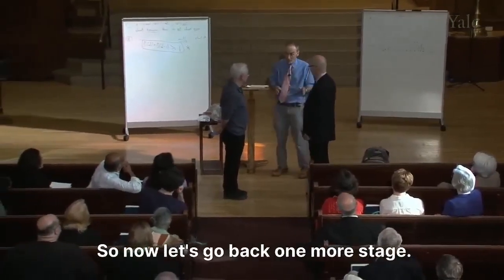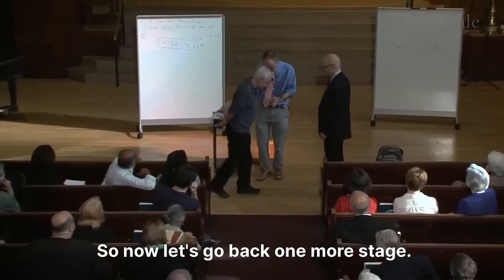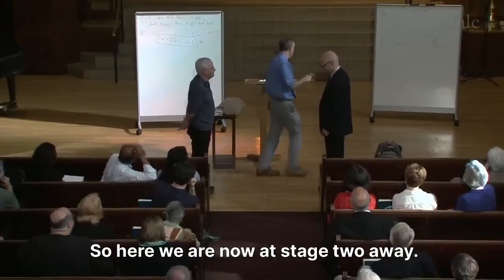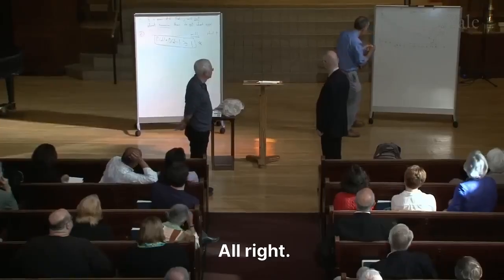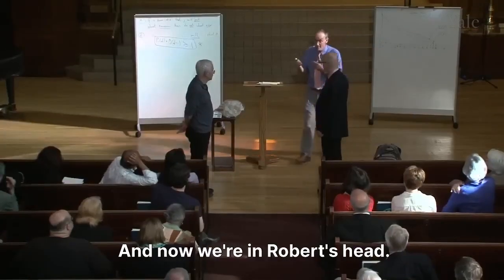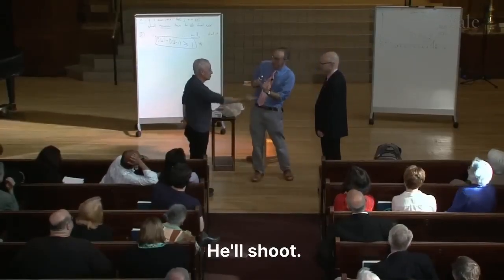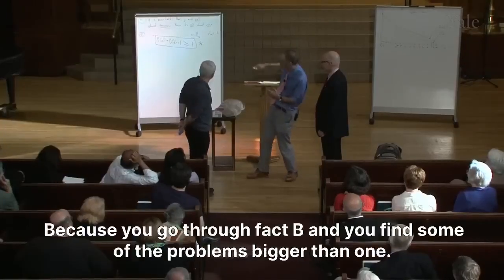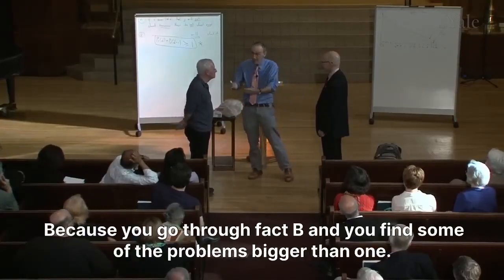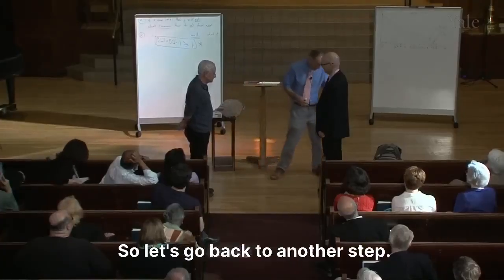All right, so now let's go back one more stage. So here we are, now we're at distance 2 away. And now we're in Robert's head, and what does Robert know? He'll shoot, and therefore what should you do? Shoot, right? Because you go through fact B and you find that the sum of the probabilities is bigger than 1, so he should shoot. So let's go back another step.